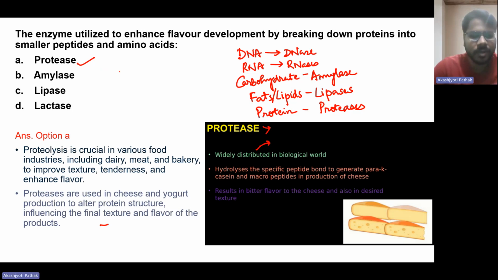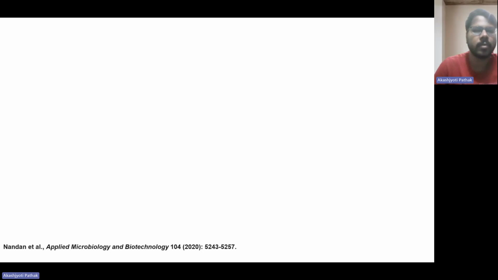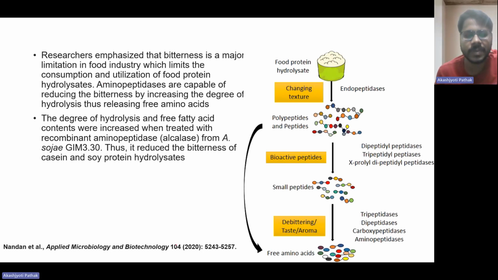Okay. So how do they add flavor? Let's understand now. This figure is taken from this paper, which explains how different types of proteases are used. You can see in the figure on the right, there are different types of proteases: endopeptidases, then different dipeptidyl peptidases, tripeptidyl peptidases. Tripeptidases break down a tripeptide into a dipeptide and a monopeptide. Then dipeptidases break down dipeptides into two amino acid residues. Then there are carboxypeptidases and aminopeptidases.